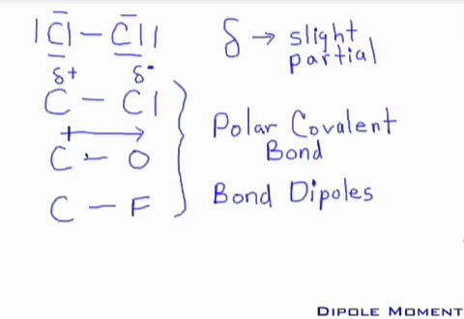The strength of any dipole, or the quantitative value of any dipole, and I'm going to give the symbol of the dipole as the Greek letter mu. That's mu. Mu will equal the charge, the amount of charge or separation of charge that has occurred, multiplied by the distance of separation.